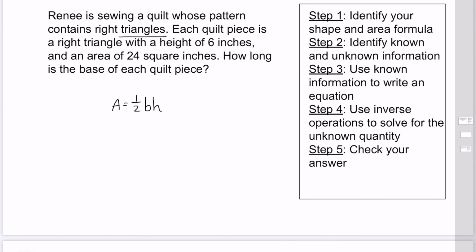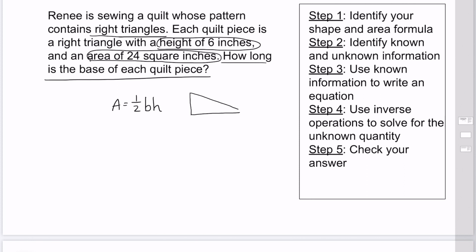We're going to turn to step 2, which is to identify our known and unknown information. So I know the height of this triangle is 6 inches, and I know the area is 24 square inches. My unknown information is how long the base of each triangular quilt piece is. Personally, I think it's helpful to use this information to draw a picture. So I know that I have a right triangle. That's why I have a right angle in my triangle. And the height is 6 inches. And my area for this entire shape is 24 inches squared. You don't have to draw a picture, but personally I think it's helpful so that I can visualize what I'm trying to figure out here.